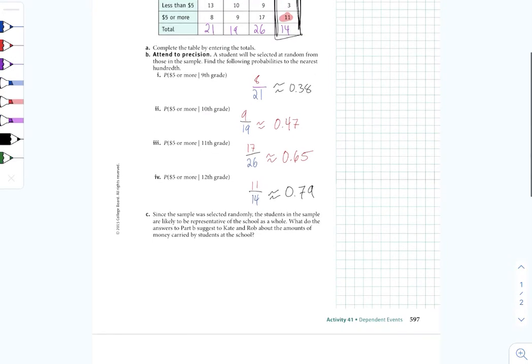And then we'll answer this part C. It says, since the sample was selected randomly, the students in the sample are likely to be representative of the school as a whole. What do the answers to part B suggest to Kate and Rob about the amounts of money carried by students at the school? It seems like the trend is, the older the student, the more money they have. As you can see, the percentages are going up for the amount of people who have $5 or more. Ninth grade was only 38%. 10, 47, 11, 65, and then 12, 79.